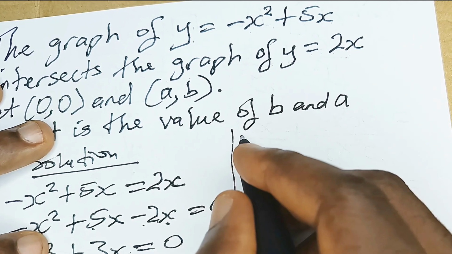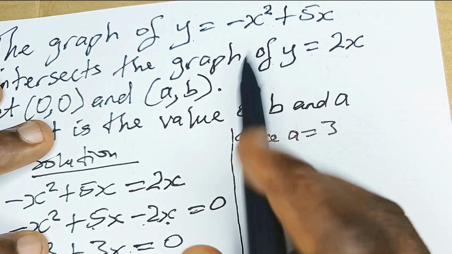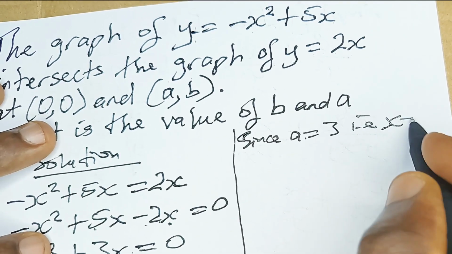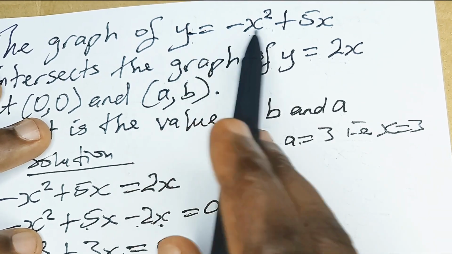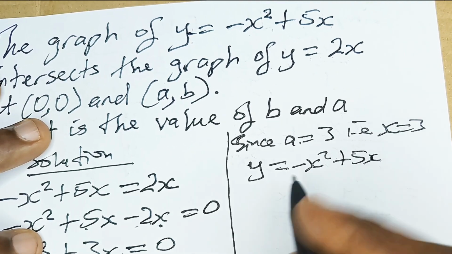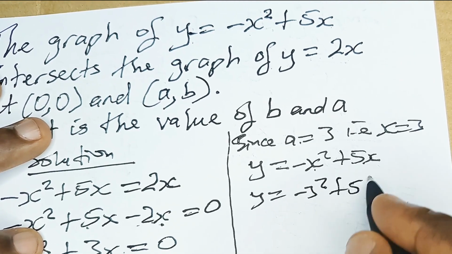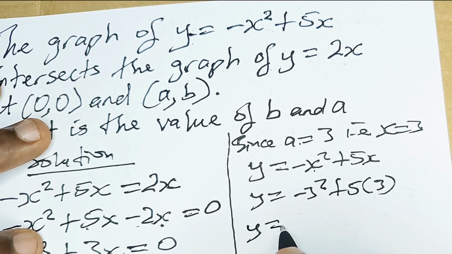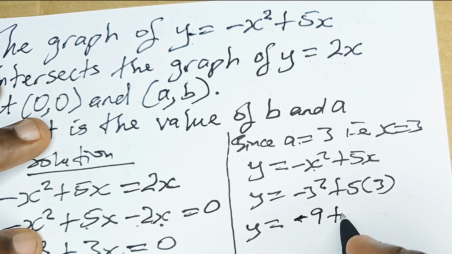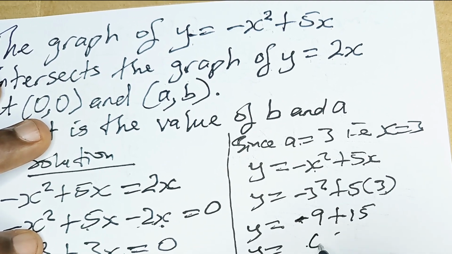Now, since a is equal to 3, and you can see what we have here, a is equal to 3, that is x is equal to 3. So let's substitute that into this equation first. So we have y is equal to minus x squared plus 5x. So it means y is equal to minus 3 squared plus 5 into 3. So y is equal to, now minus 3 squared, that will be minus 9, plus 5 times 3, that should be 15. So minus 9 plus 15, that gives us 6.